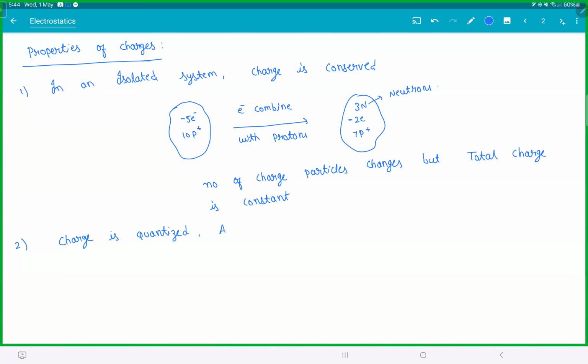So any charge transfer is an integral multiple of the electron charge. That means if there is a body there and I say I gave charge Q, I can be sure this Q should be n times e, where n is an integer.